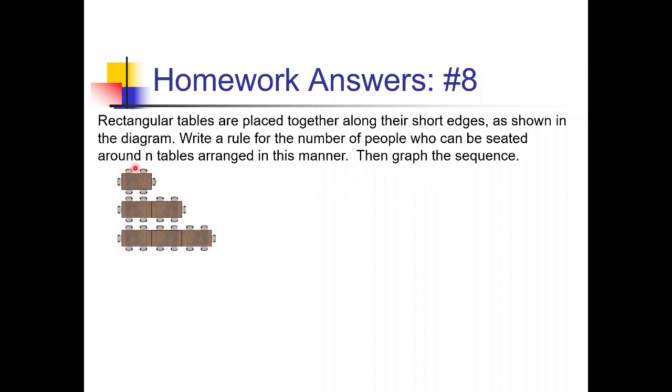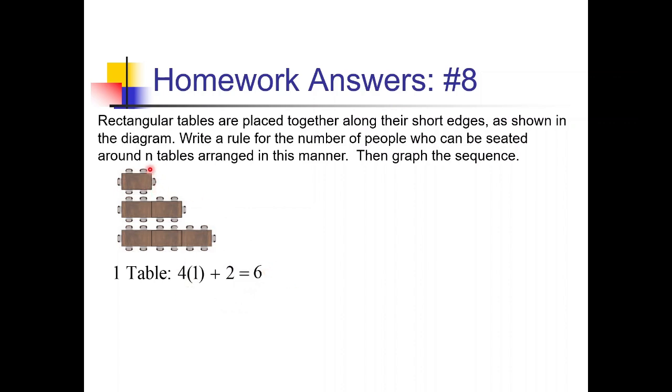So let's just count the chairs and see if we can come up with a pattern here. So we've got 4 chairs that can go on each individual table on the sides. So for this first one, we have 4 times just 1 table, plus we have the 2 at the head and the other head of the table. So we've got 4 times 1 plus 2, or 4 plus 2, or 6. So 6 for this first one.